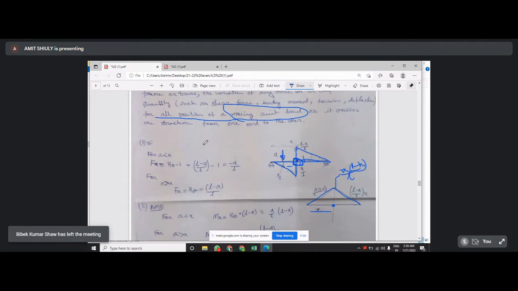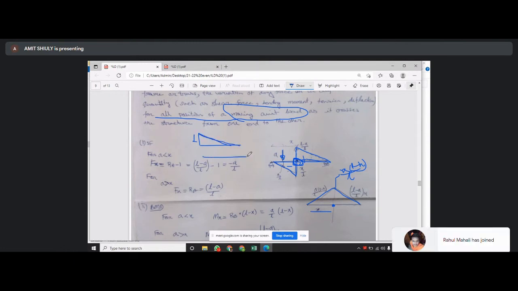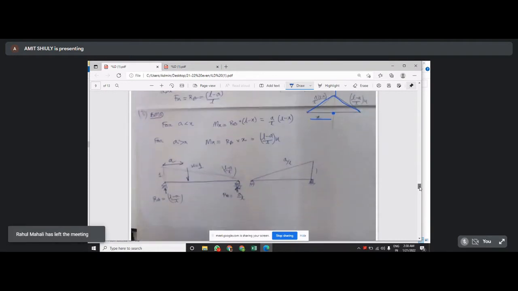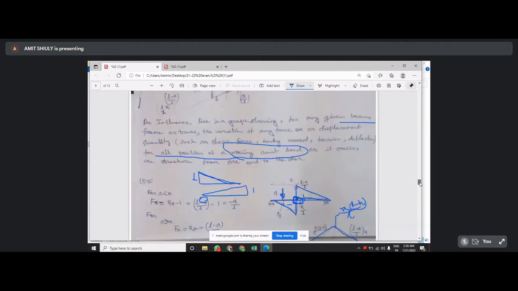Now what should be the variation of the reaction RA? This will be 1, and this will be 0 here, and the reaction at B, RB, will be 0 here and 1 there. So these are the basics of the influence line diagram. This is the influence line diagram of the reaction at RA, this is the influence line diagram of the reaction at RB.